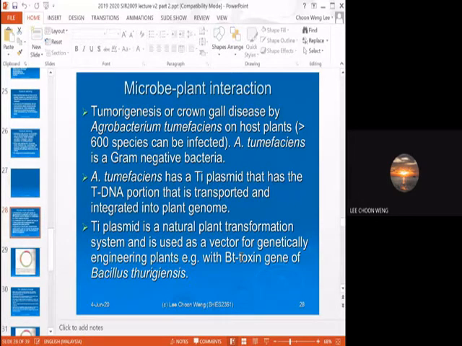So Bt toxin is a natural pesticide. Okay, so it's in the form of a parasporal crystal, so it can kill pests. So if the plants have it, then they won't be susceptible to pests. Okay, so that's the importance of the TI plasmid in Agrobacterium tumefaciens.